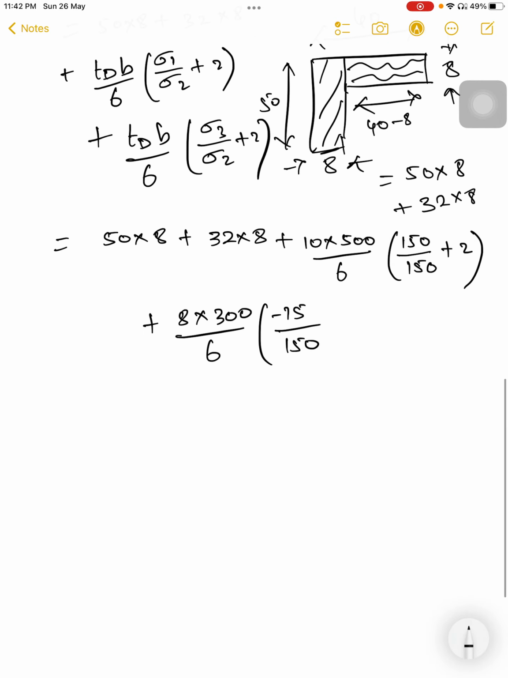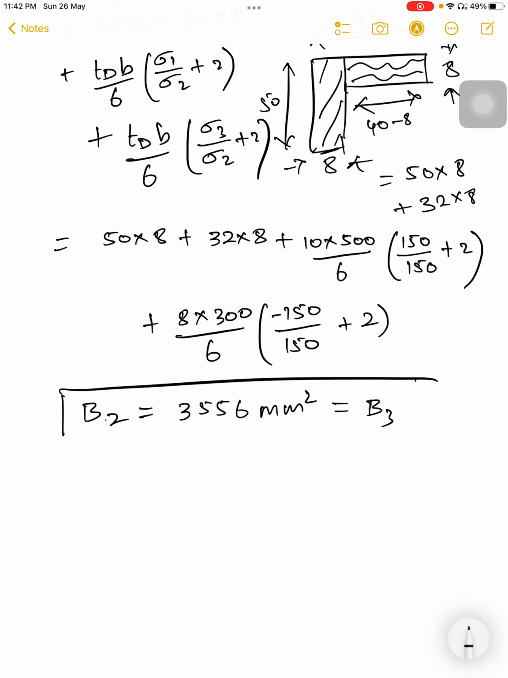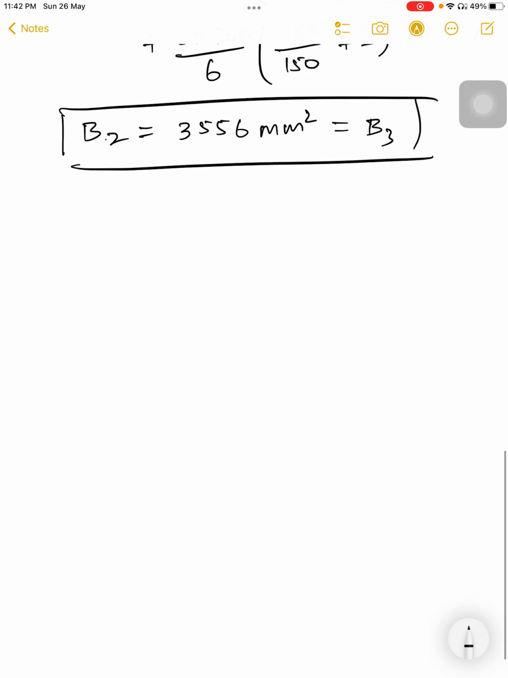So minus 150 plus 2. On resolving this one, we will get B2 equal to 356 mm square, and also it is equal to B3 because of the symmetry. Okay, so now we will determine the shear flow.